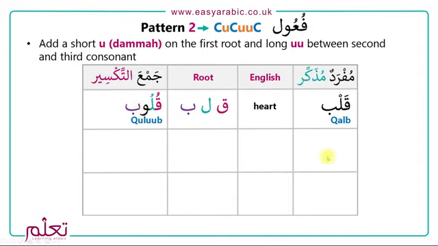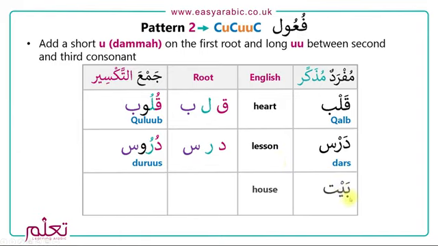Next one is dars, which is lesson. Again, the root letters are dal, ra, and sin. When we make it jama taqsir, it's going to be dal with the damma, ra with the damma, then we're going to put a waw, and then the sin. So we have durus.